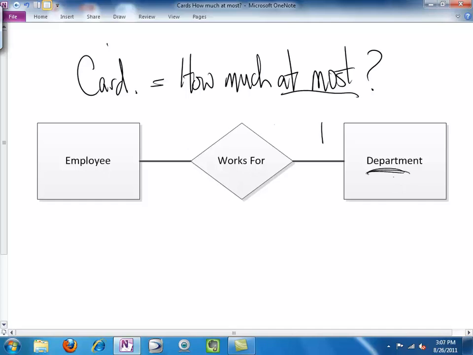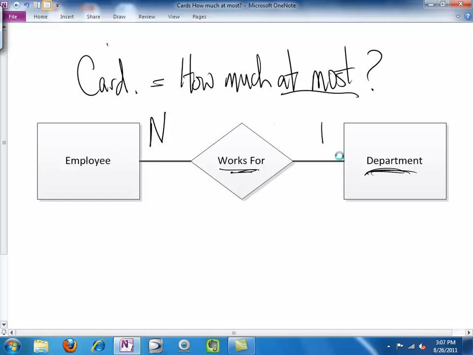For a given department, that department can have, working for it, at most how many employees? At most one employee or at most more than one employee? Well, a department with one employee is not a very big, important, or fun department. So it only goes to say that a given department can have working for it many employees. Okay?